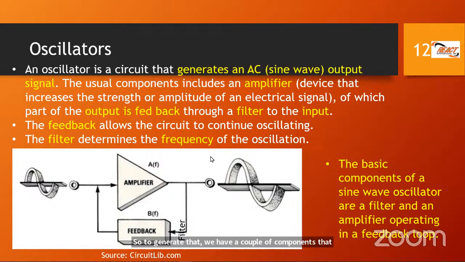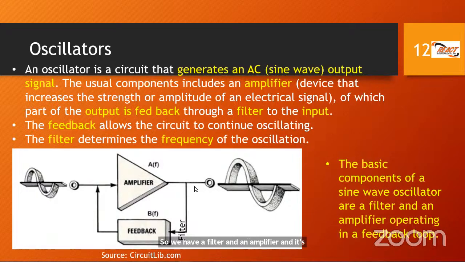If we look at the diagram on your screen, this is an oscillator, and we'll notice that we have an amplifier. The signal that goes to the output is fed back into the input, and that's called a feedback loop. But it passes through a filter first, and those are actually the components of an oscillator, right? So it will be an exam question on your right-hand side here. This is what you will get in the exam: what are the basic components of an oscillator? It's a filter and an amplifier, operating in a feedback loop.